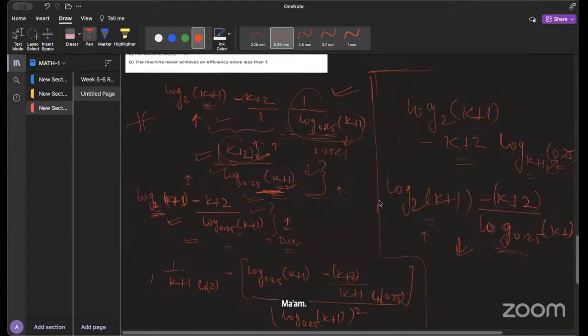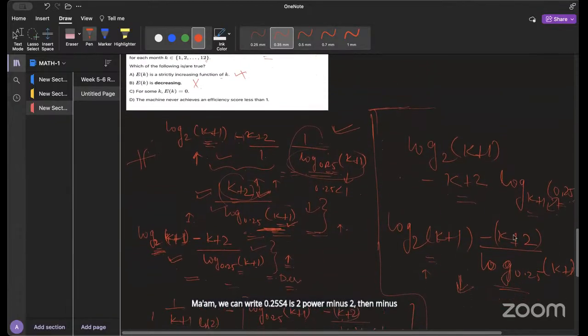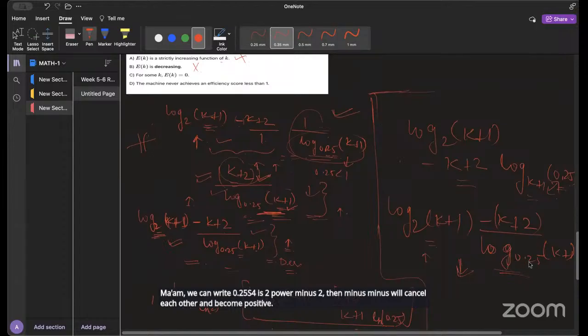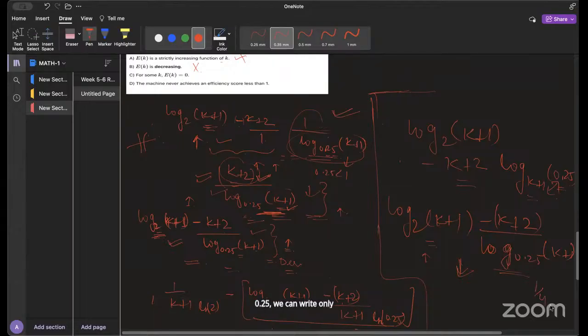Ma'am, we can write 0.25 as 4 raised to power minus 2, then minus minus will cancel each other and become positive. 0.25 we can write only as 1/4. And 4 raised to power minus 2, 2 raised to power minus 2, and then you can take minus 2 here. Then minus minus will cancel each other. But then it's the same thing. No, you have done 2 here. Now this becomes positive and this becomes 2. So now this is an increasing function. We can keep it whole in numerator again only. Decreasing.